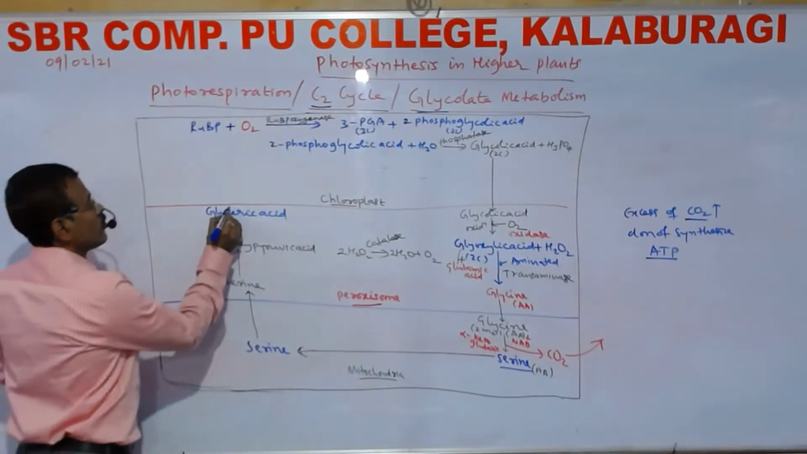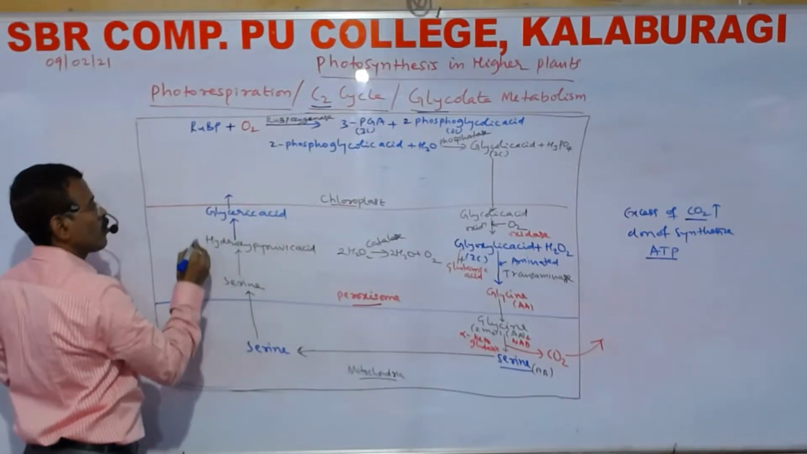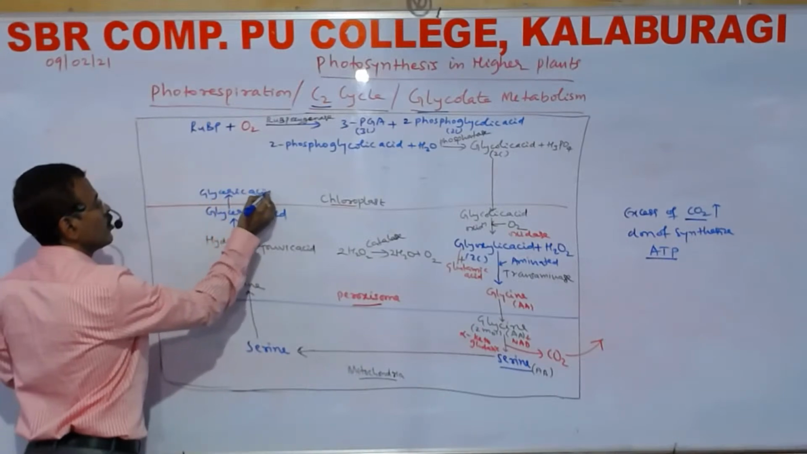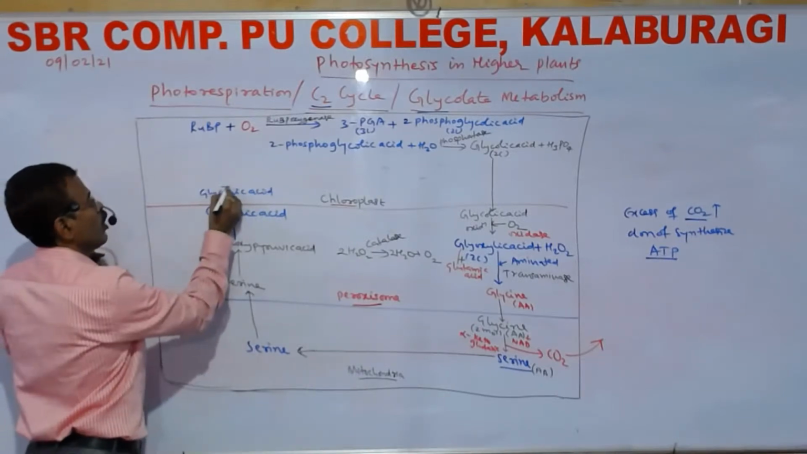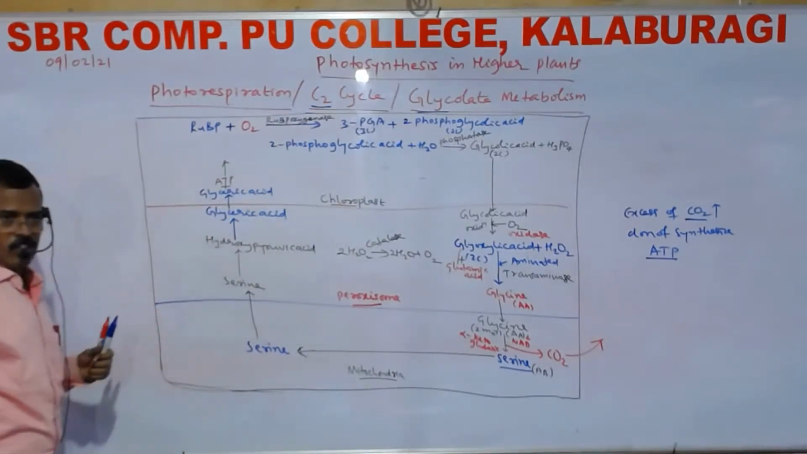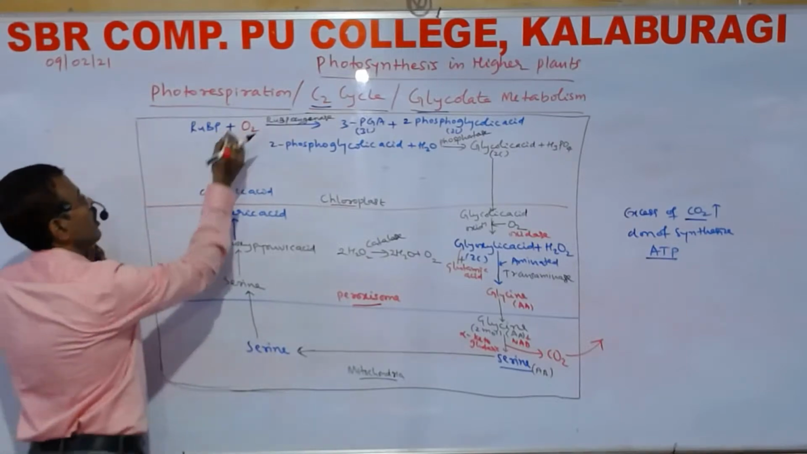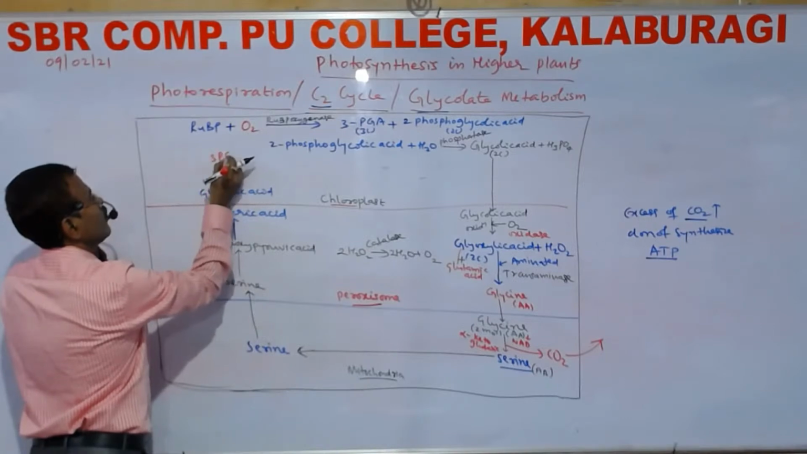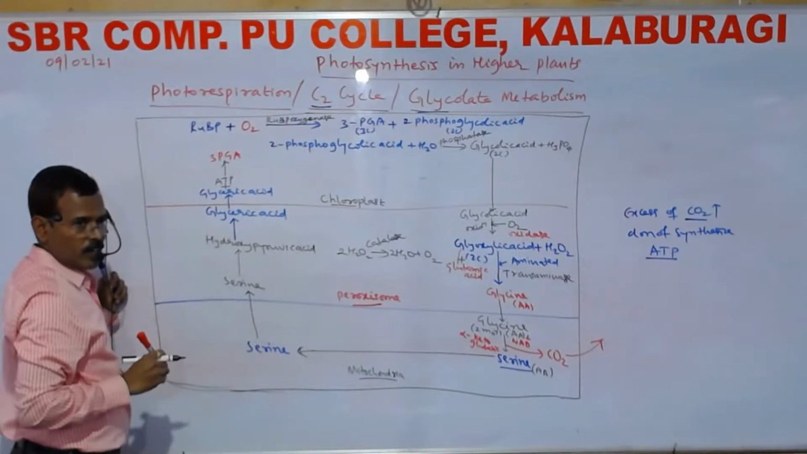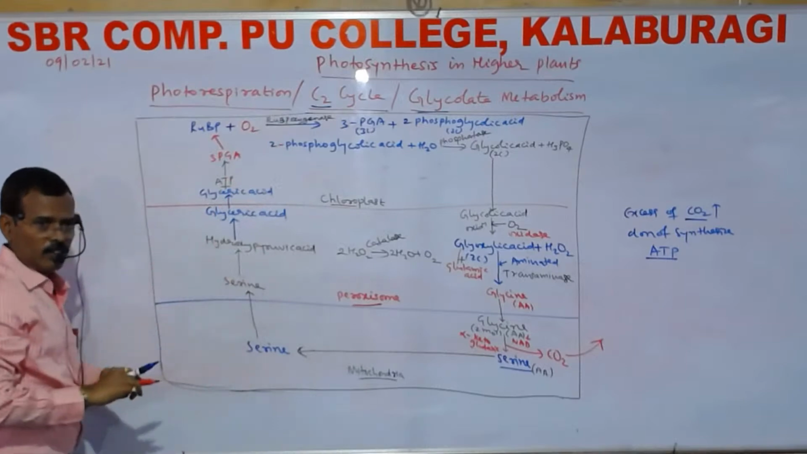Okay, this glyceric acid from peroxisome, where it comes in? Okay, it comes to glyceric acid. This glyceric acid will be phosphorylated. Glyceric acid is phosphorylated. When it is phosphorylated, it results in the formation of 3-PGA. 3-PGA. Okay. So this cycle will continue.